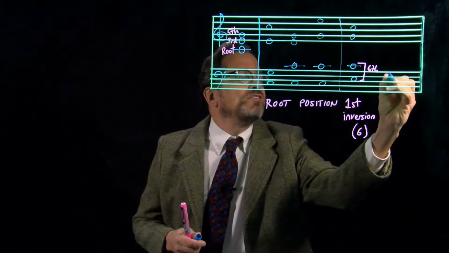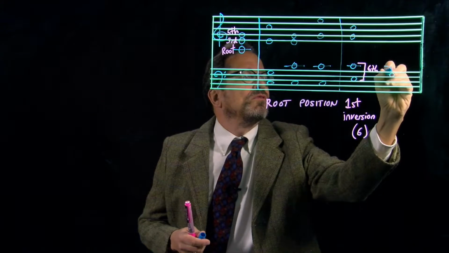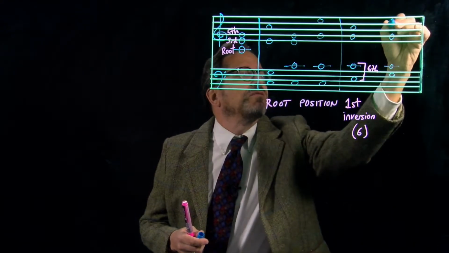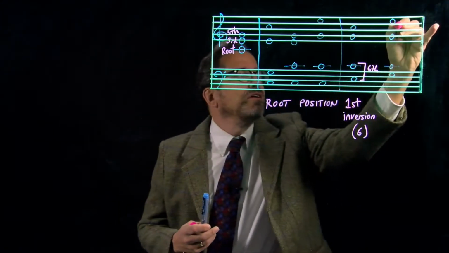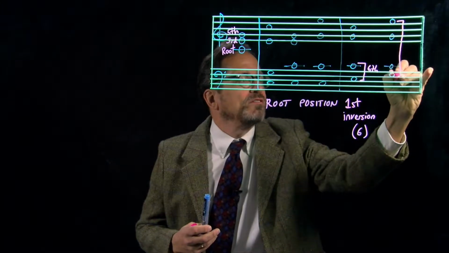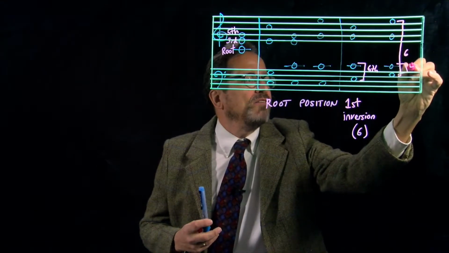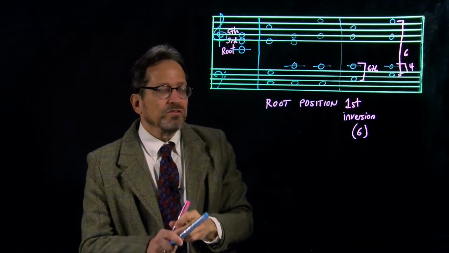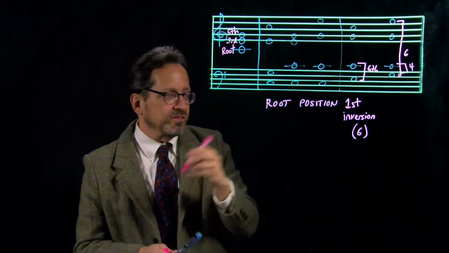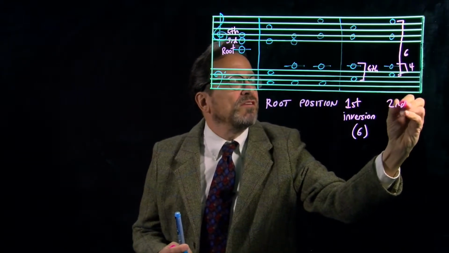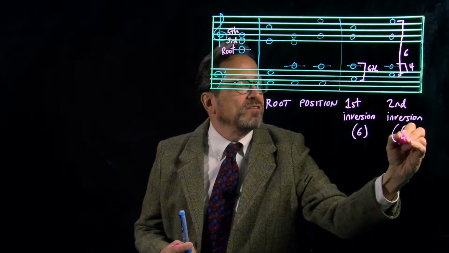If the chord has the fifth in the bass, something like this, well, now we have a sixth above the bass. We also have a fourth above the bass. So a sixth from the G to the E, and a fourth from the G to the C. The fifth is in the bass. This is called second inversion. And the symbol for this is 6/4.